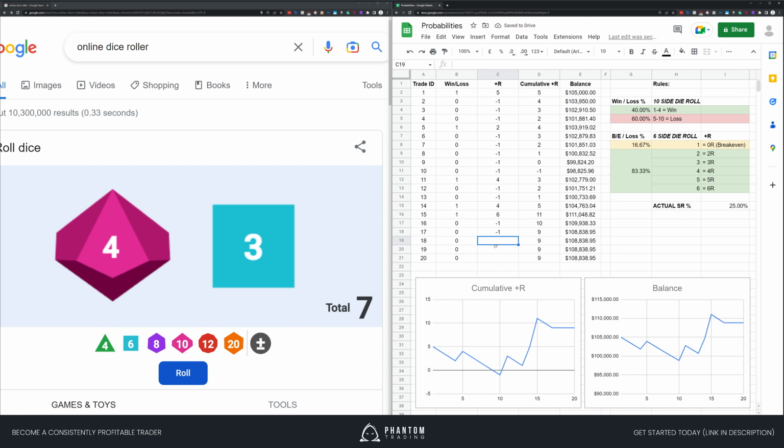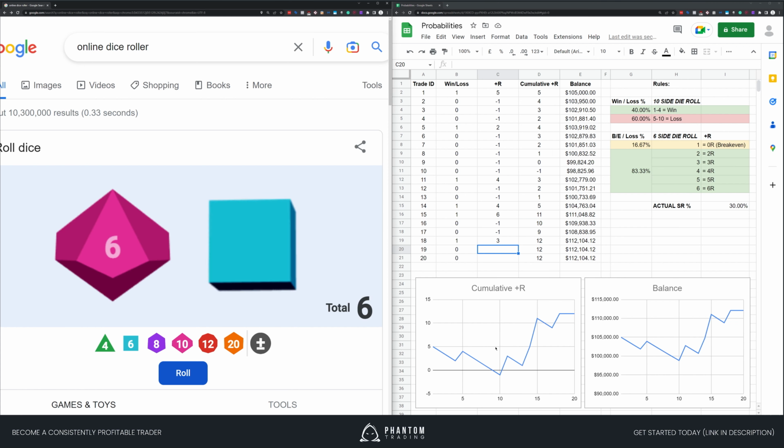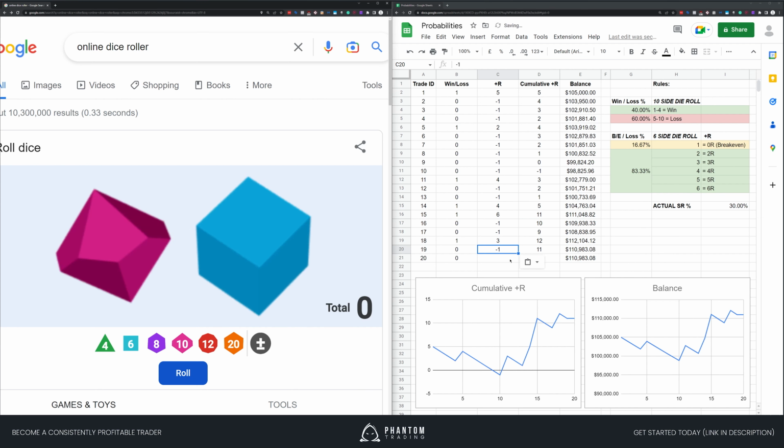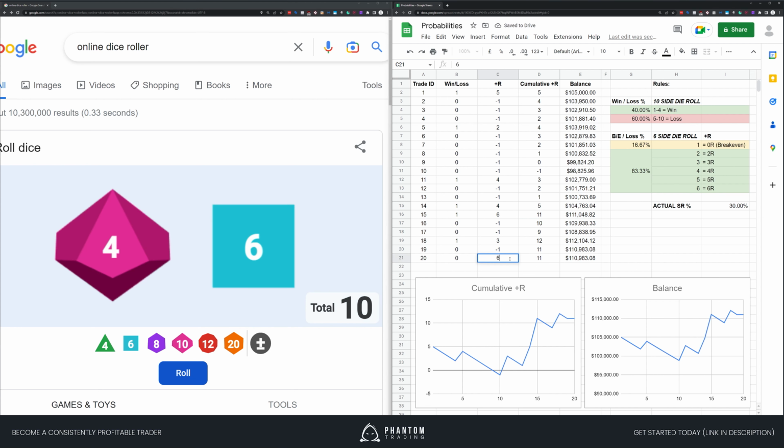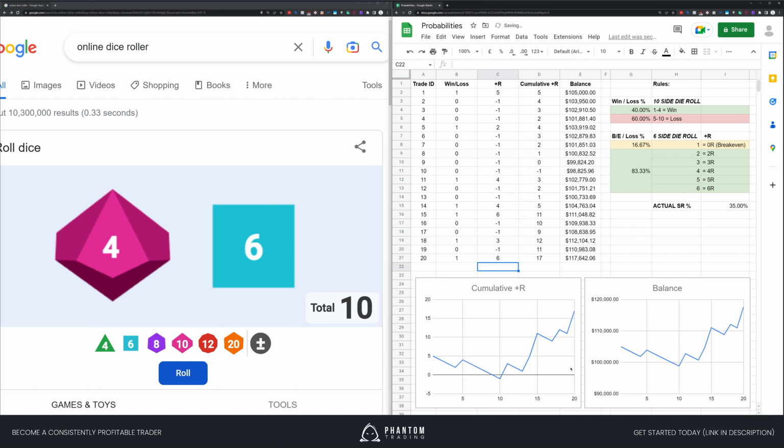Okay, 4 and a 3. So not bad. Recovered a couple losses. We actually made plus 1R from our previous peak there. So that's good. New equity highs. Okay, another loss. And last one, a 4 and a 6. So there we go. Wow, look at that. So this is a pretty nice equity curve actually.